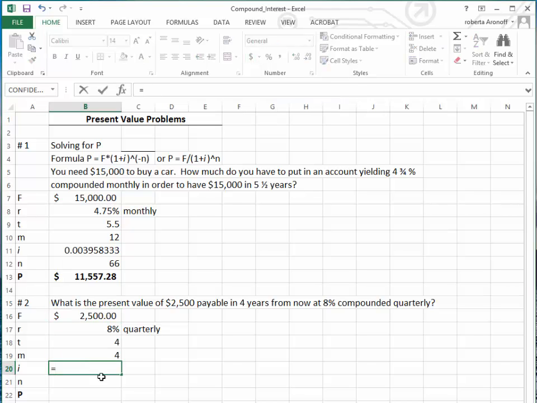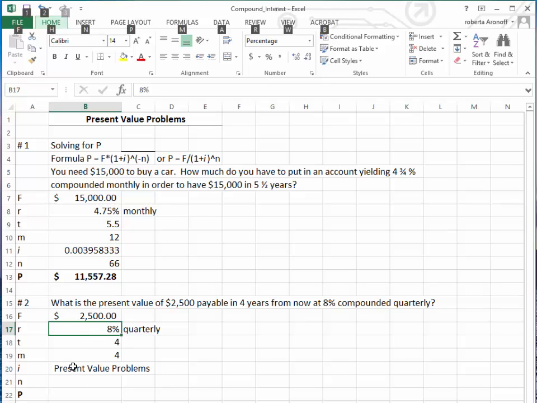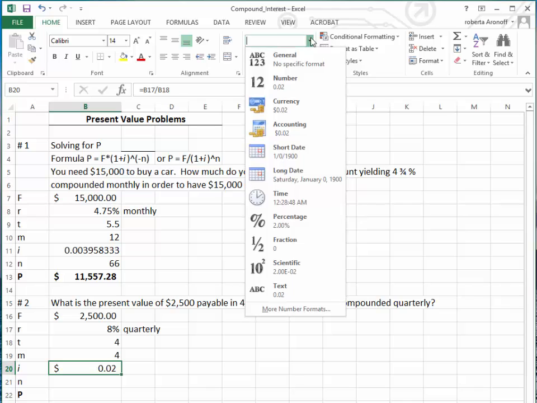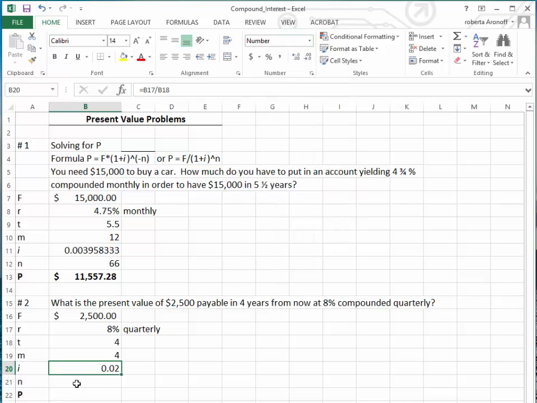Again, for the i, we take the amount, which is 8%, divided by, all right, let's do that again. We take equals the r divided by 4 for the periodic interest rate, and we want that as a decimal number. We're going to take n, which is equal to the m times the t. And again, for the present value, using the second formula with division, we get exactly the same response.